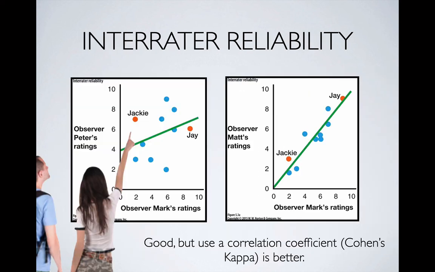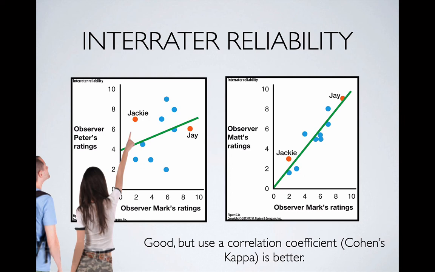For inter-rater reliability, in the scatter plot, you can see that there are two different observers, right? So what you're looking to see is: is this inter-rater? Is this test-retest? Is this internal reliability? You're looking at the x and y axes. Here you can see you have observer Peter and observer Mark.